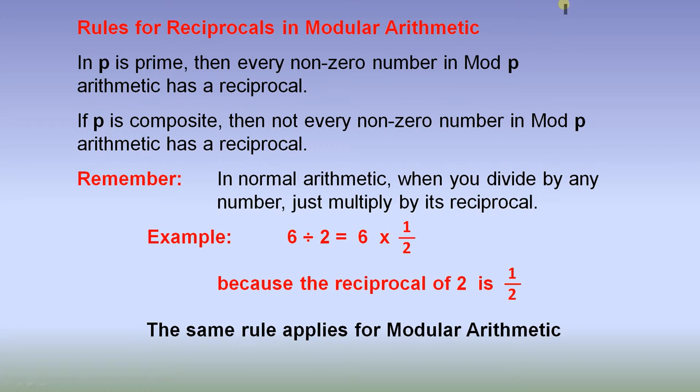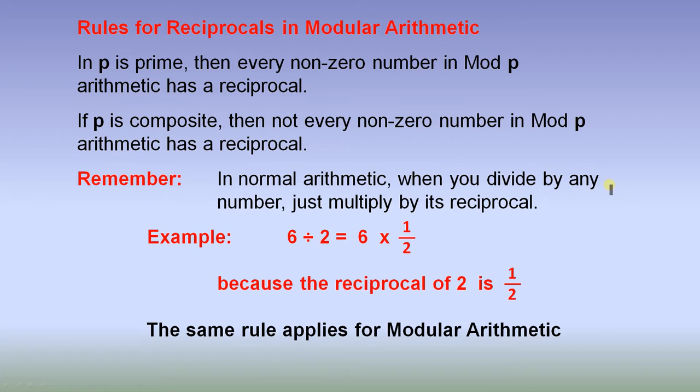Rules for reciprocals in modular arithmetic. If P is prime, then every non-zero number in Mod P arithmetic has a reciprocal. We saw in Mod 5 that all numbers except 0 have a reciprocal, and 5 is prime. If P is composite, then not every non-zero number in Mod P arithmetic has a reciprocal. We saw in Mod 6, only some of the numbers have a reciprocal, not all of them, and 6 is composite.